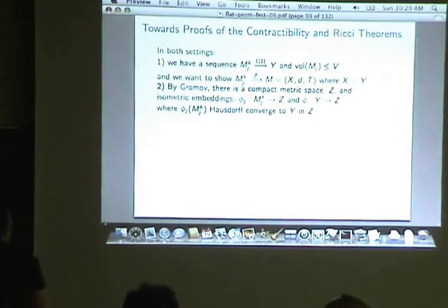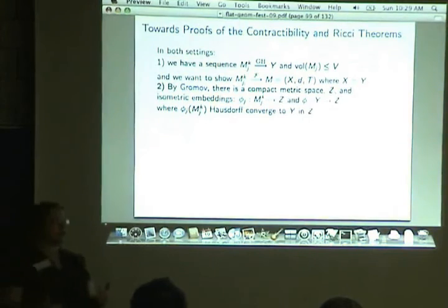So by Gromov, with his contractibility theorem, which is in his groups of polynomial growth paper, not his metric structure paper, there's a compact metric space Z and isometric embeddings of all these into a common space Z. And they Hausdorff converge in a common space Z. This is a serious theorem. It's not just a consequence of compactness. He actually puts them all into a common space that's compact, and then shows it has a limit.